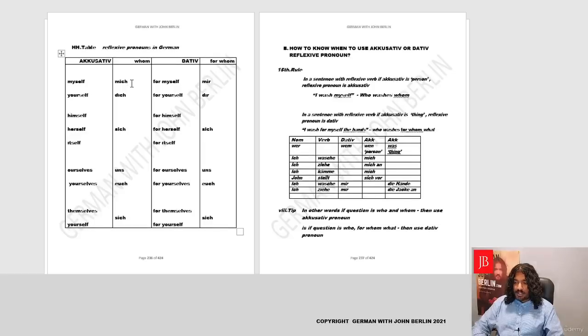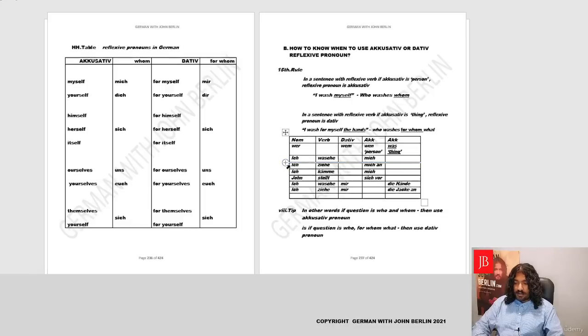Ich kämme mich, I comb myself. So whom do I comb? Myself, again a person, mich. John stellt sich vor. John introduces himself. Whom does he introduce? Himself, it is sich. So again, sich.